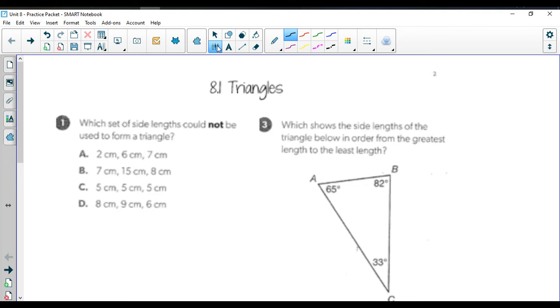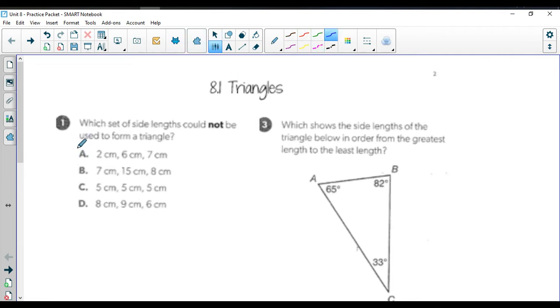All right, lesson 8.1 was all about triangles. So on pages 2 through 5 in your practice packet, we have a number of different triangle type problems that we're going to go through and answer. So starting with page number 2, the first question says, which set of side lengths could not be used to form a triangle?